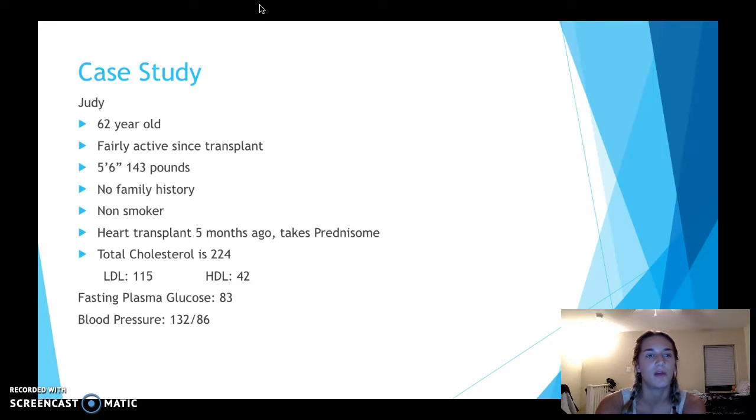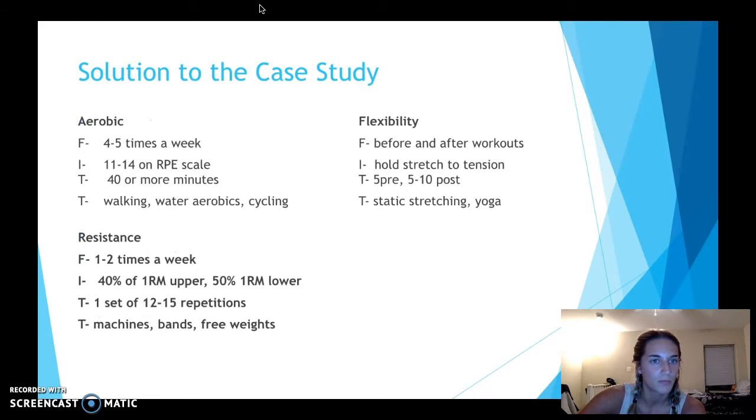I put Judy with 2 risk factors, the first being her age and the second being the medication she takes. I chose the medication because it can affect a lot of things and it can also depress your immune system. Therefore, she can get sick a lot quicker than if she wasn't taking the medication. For the solution of the case study, I broke it up into aerobic, resistance, and flexibility. This goes along with the same heart transplant prescription I gave earlier.